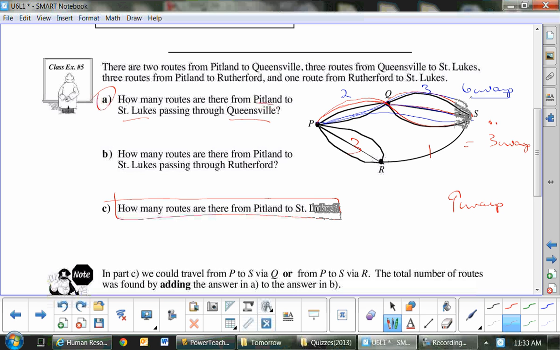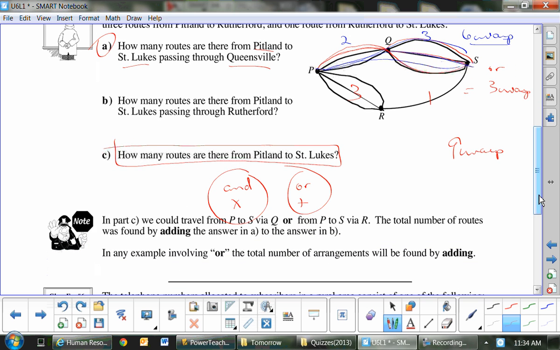Okay. So this would equal 9 ways, because this is an OR. For ANDs, always multiply. For ORs, you add. Okay? So these are words you have to be looking for.